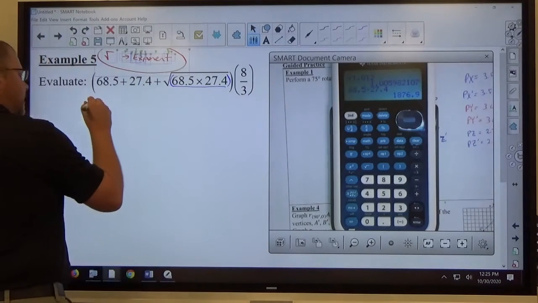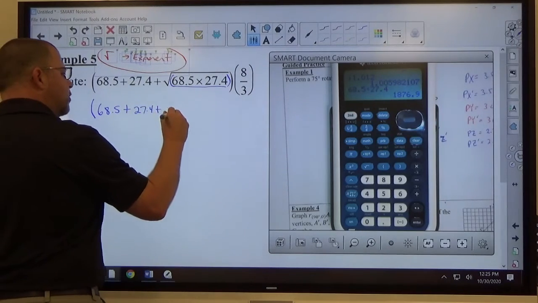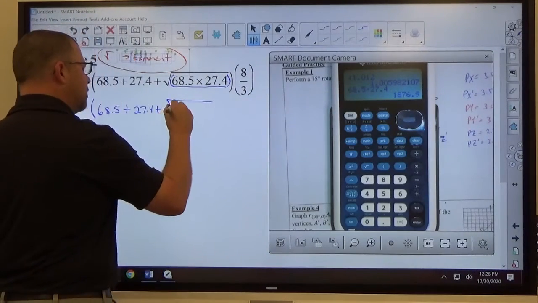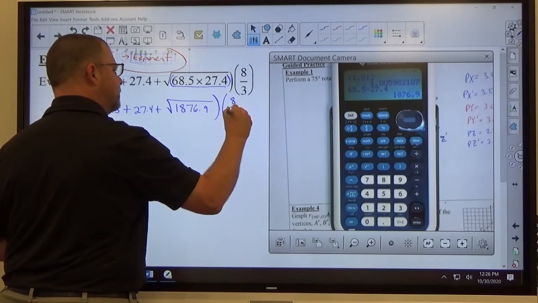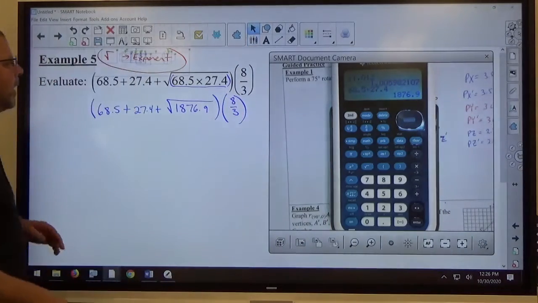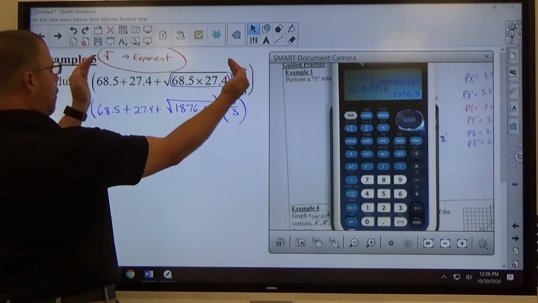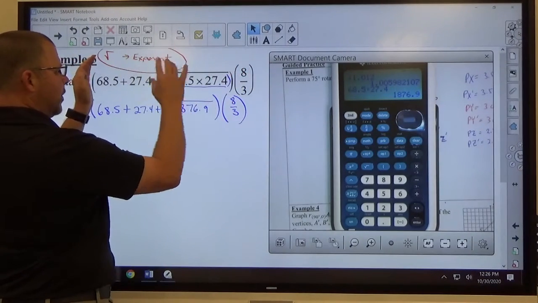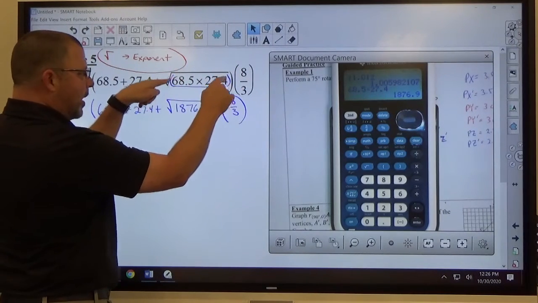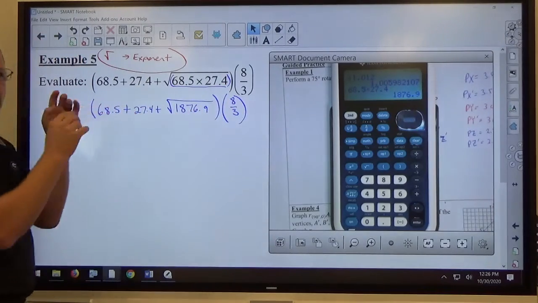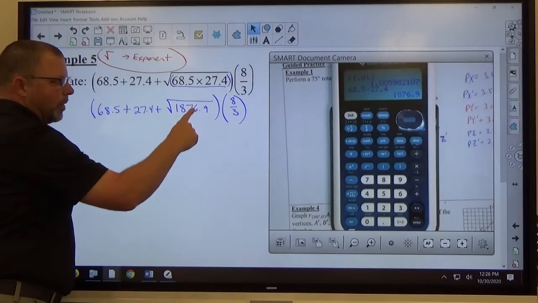So I've got 68.5 plus 27.4 plus the square root of 1,876.9 in parentheses, all times 8/3. Now, the order of operations clearly states do what's in parentheses first. What's in parentheses is all this stuff. Inside the parentheses, we have to do the order of operations, exponents first. Inside the exponent, I had an operation to deal with, so I did that first. I'm working my way into the innermost parentheses.